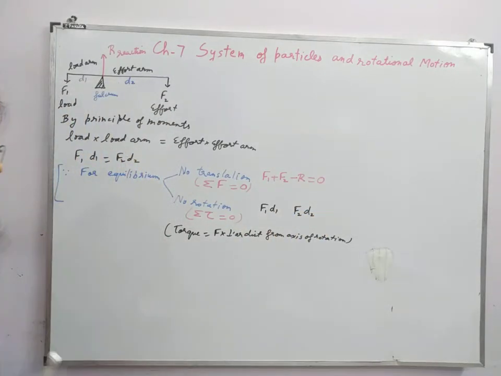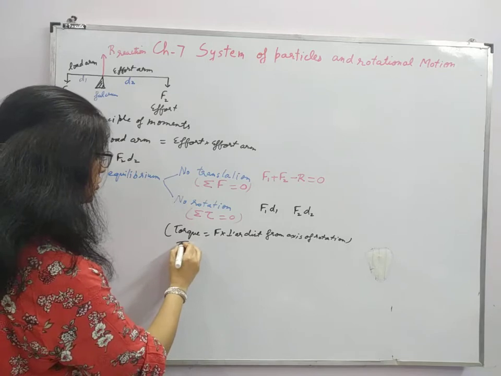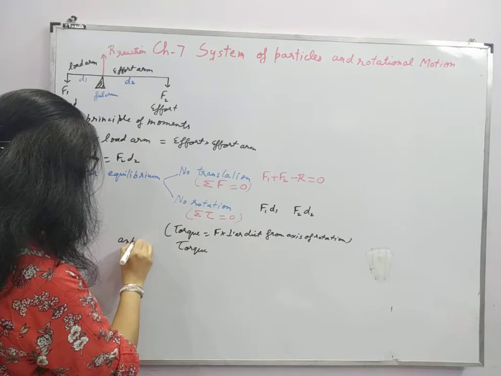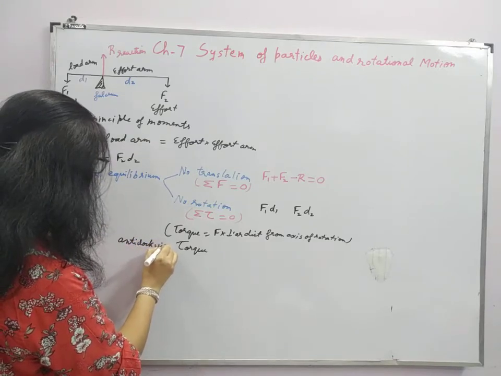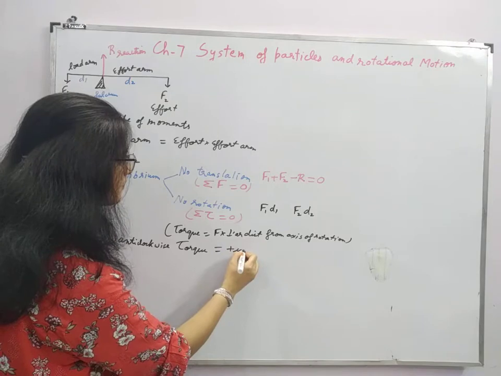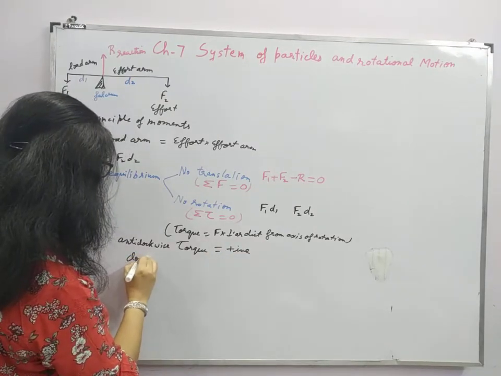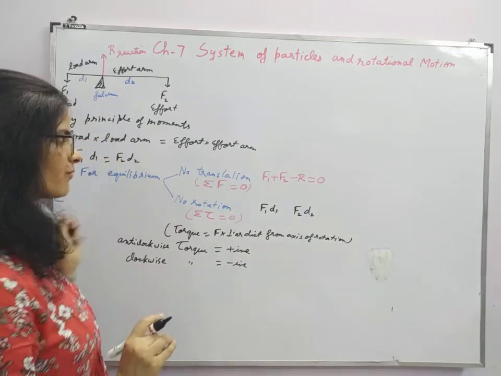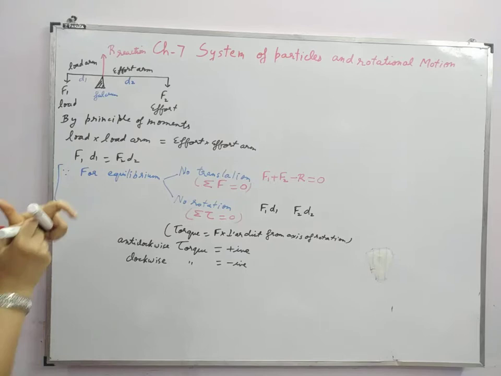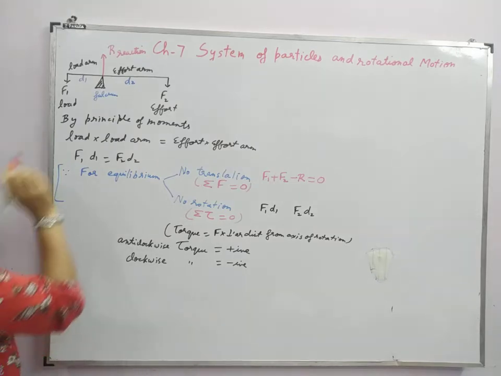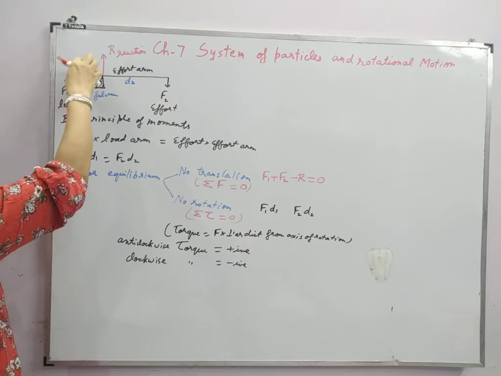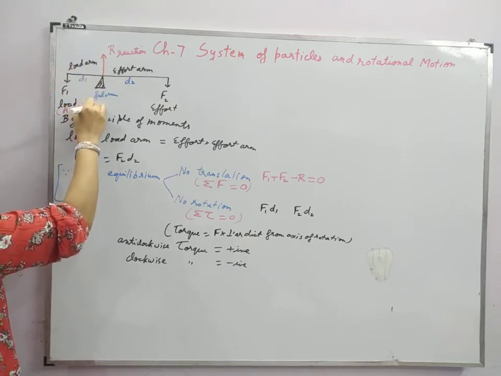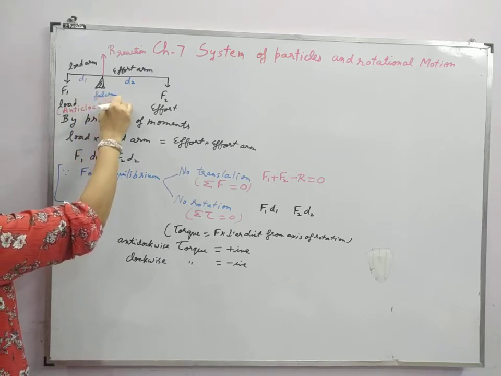Now here one sign convention is there. By convention, torque which is anti-clock is taken as positive and clockwise torque is taken as negative. So F1 is which type of torque we had discussed in the previous slide? This is rotating this way. So this is anti-clock. This will provide anti-clock torque.